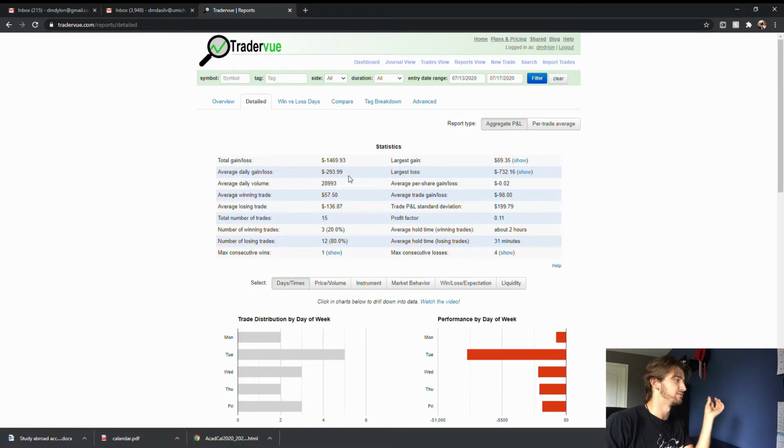But getting back into the stats, about $1,500 in losses. Average daily gain/loss: I'm losing about $290 on average this week. So every day I traded, I'm losing $290, which is not good, not at all. Average winning trade, $57. This week I just wasn't on the game. I couldn't figure out what was wrong. Average losing trade, $136. 15 total trades, but there are a lot more trades that happen in between.